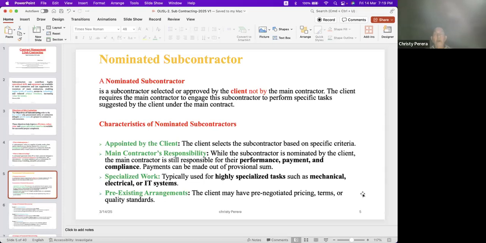I will give you a very small example. Now say there is a building. The contract value is 1,000 million. I have already entrusted and awarded the contract to some contractor X. I have already selected him.